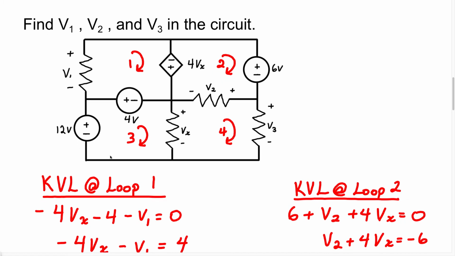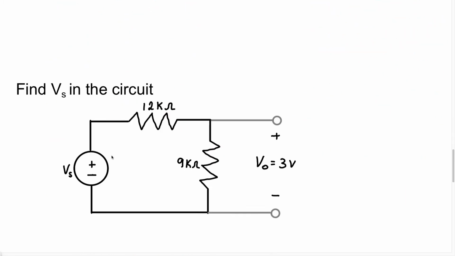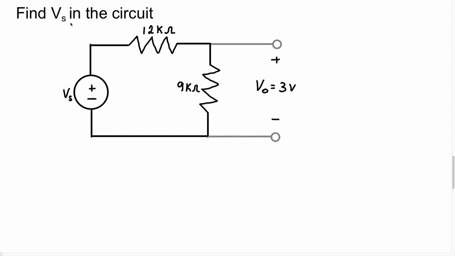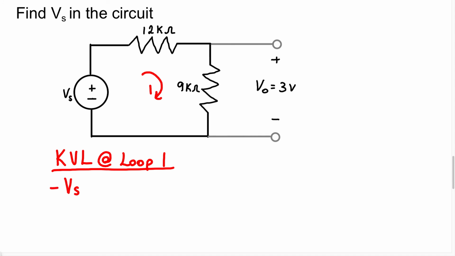Let's do another example. So this question says, find Vs in the circuit. We know Vs is going to be the voltage source. So to find Vs in this circuit, we're just going to take a KVL at loop 1. We can write this as minus Vs. Now for this particular resistor, they do not label the voltage across this resistor. So I'm just going to assume it's going to be a voltage drop from plus to minus, and I'm going to call it V1. So I'm going to have plus V1.